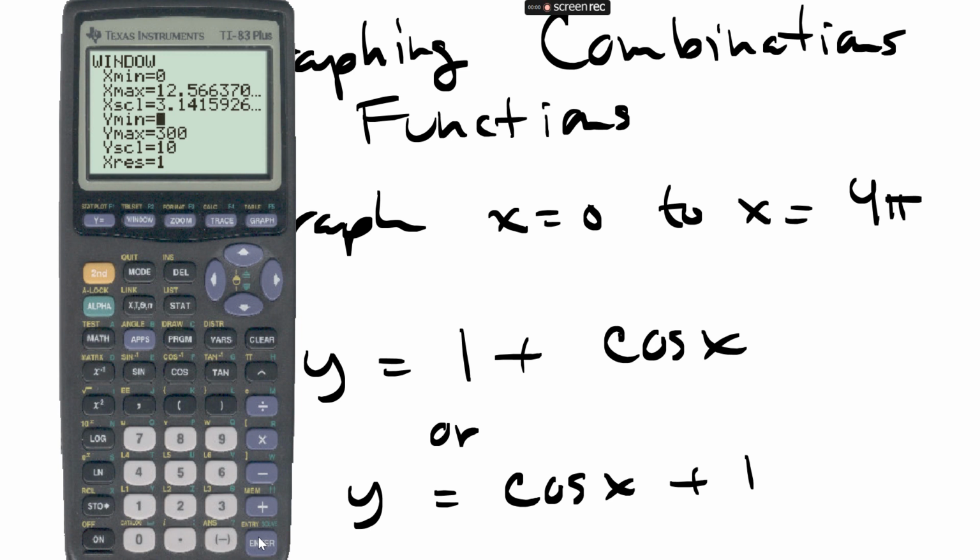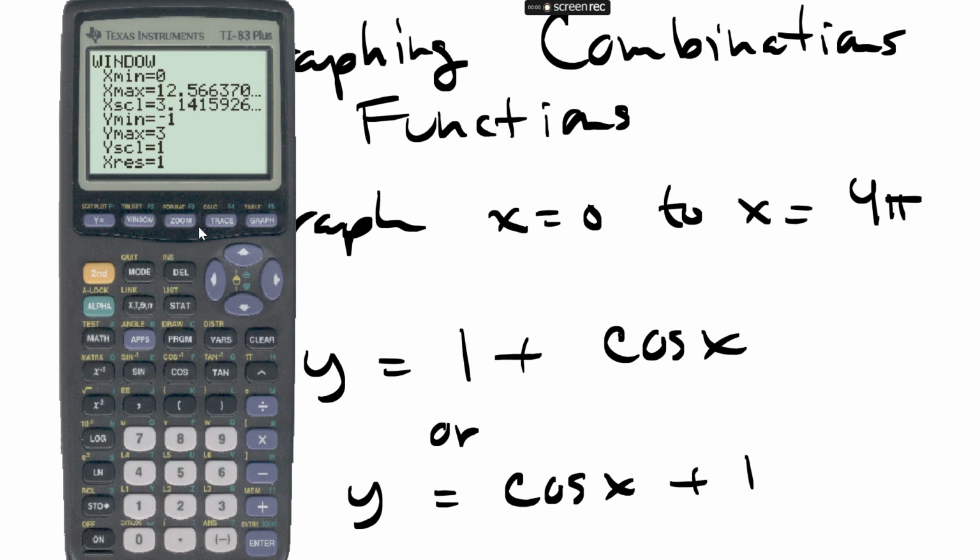Now my y minimum. So let's see, this is really just going to go from -1 to 3. Because I know that the maximum cosine is going to be is 1. If I add 1, the maximum this guy's going to be is 2. The minimum is -1. If I add 1, it would be 0. But I just need a little bit of space. And I'm going to go with y scale by 1. That's how many tick marks we have. Okay, just keep x scale as 1.